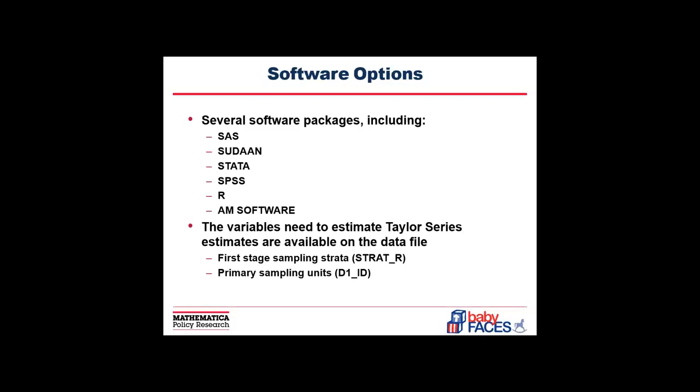You have many options for estimating variance and standard errors using the Taylor series method. Some are listed here. We have included the variables that are required by this method, strat_r and d1_id, which are used in conjunction with the appropriate sampling weight. For Babyfaces analysis, we used the SAS survey procedures, including proc surveymeans and proc surveyfreq, among others.